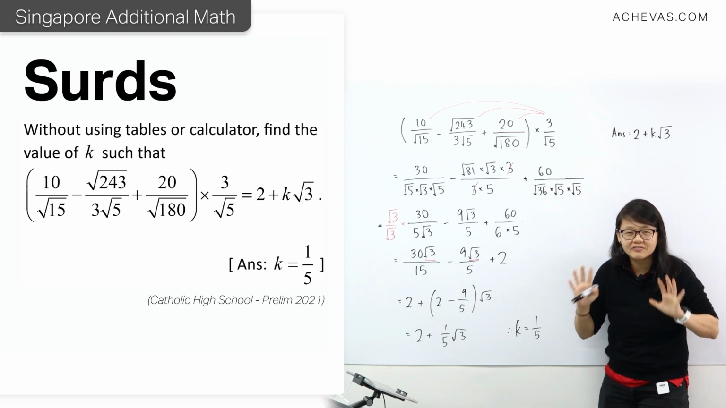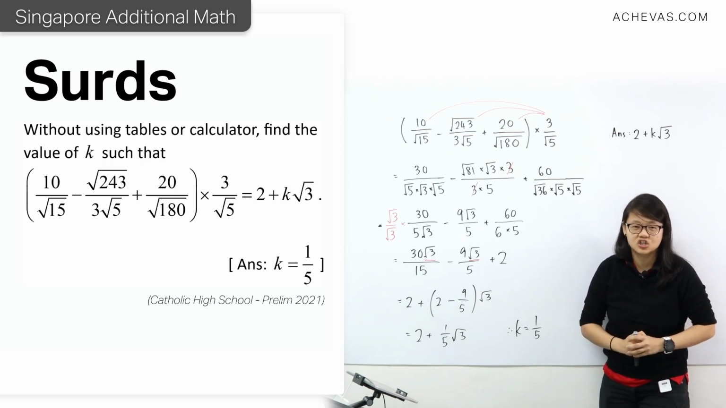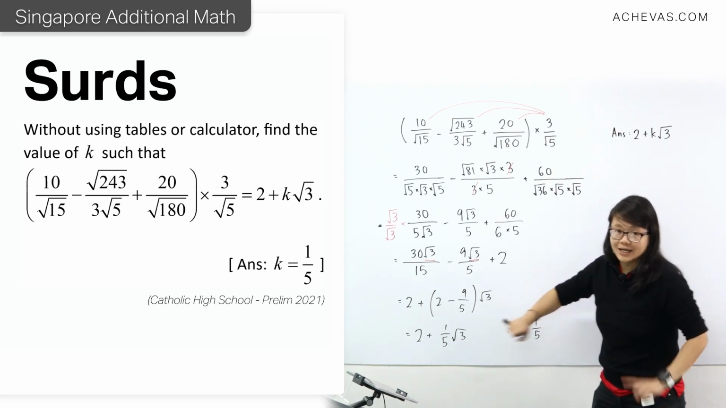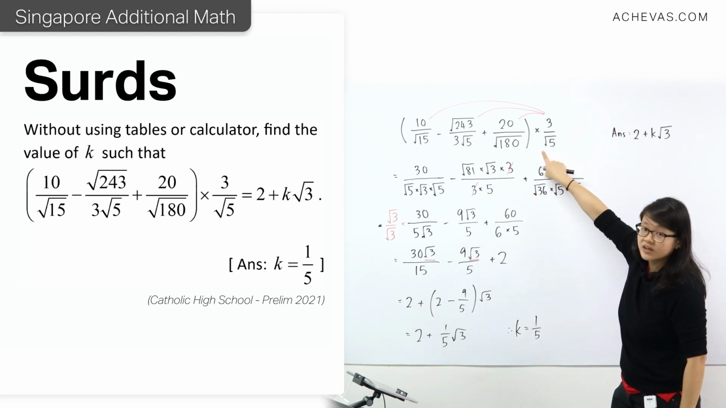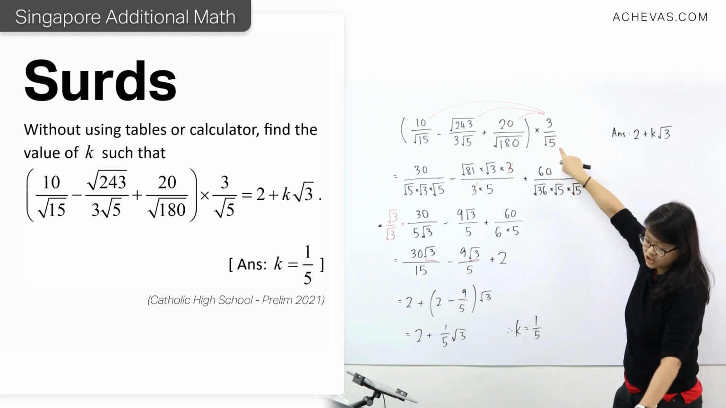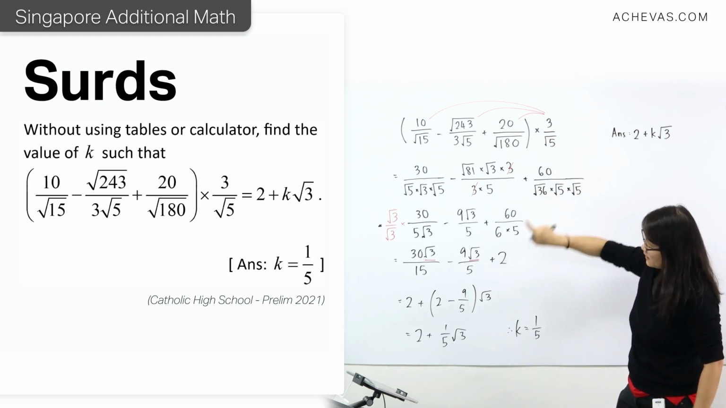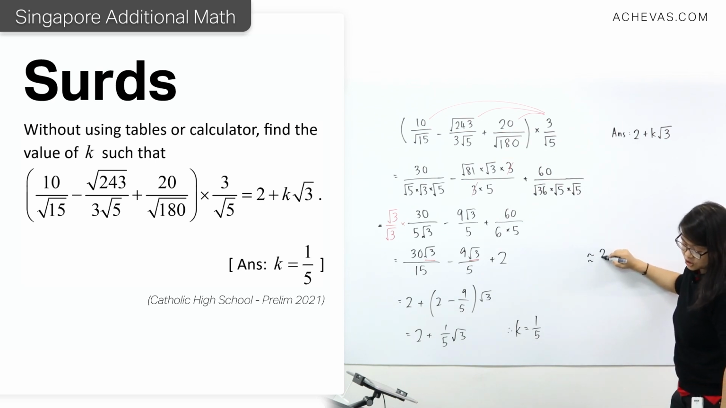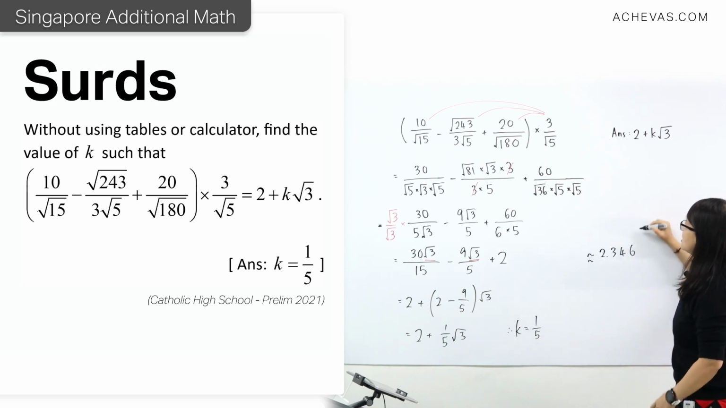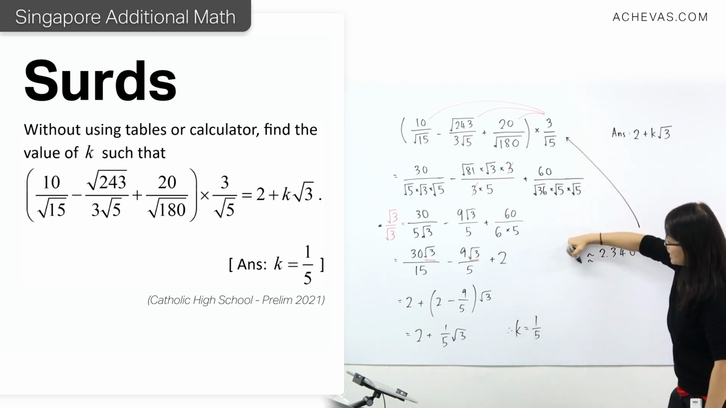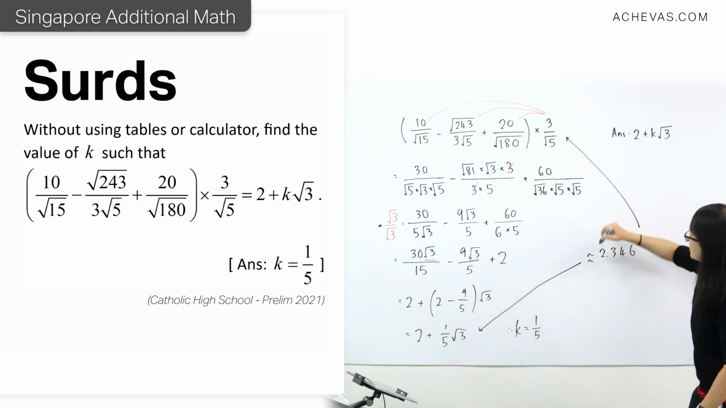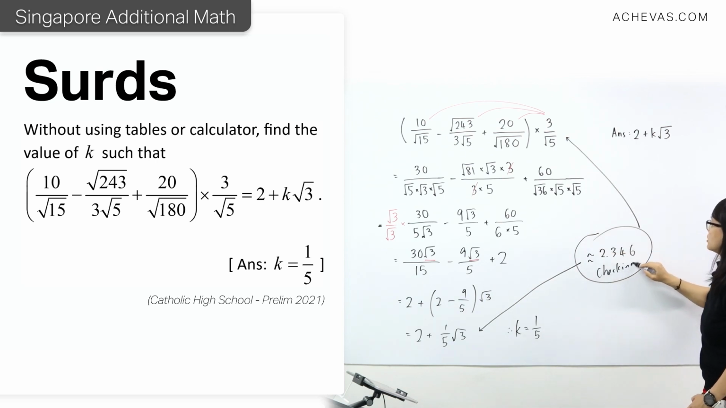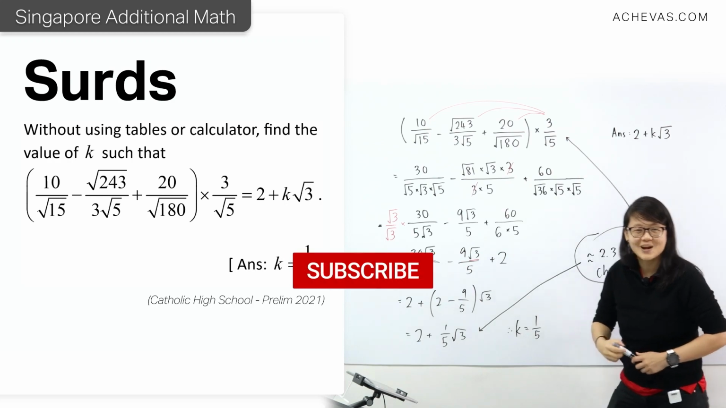Okay, so if you have a little bit more time after you finish your paper, how can you check this answer over here? You can take out your calculator, type this whole thing, the first line in your question, and check what's the decimal value. And then you type this one. So you should roughly get the value as 2.346 for this expression here, and also for the expression here. So that you can confirm that you have done the correct thing during the simplification process. Okay?